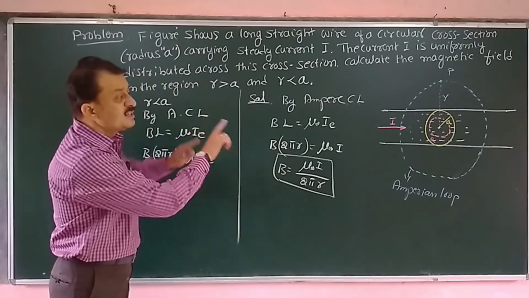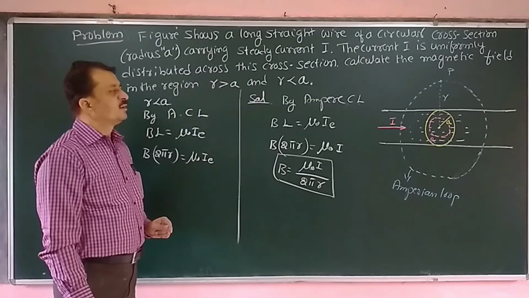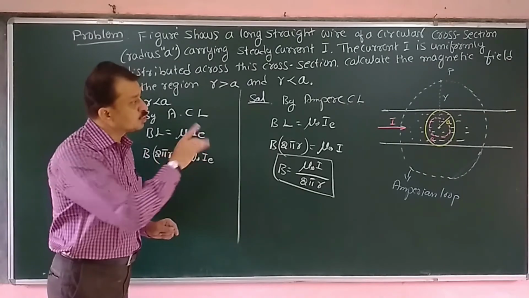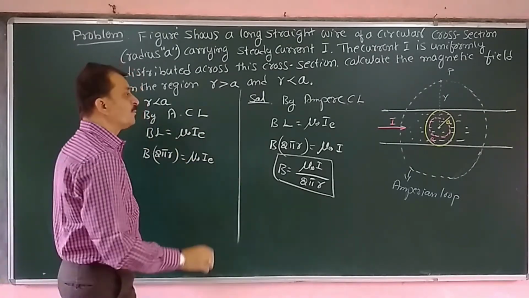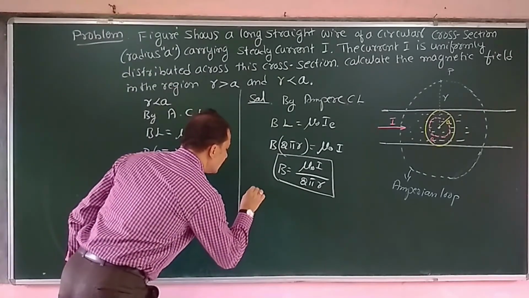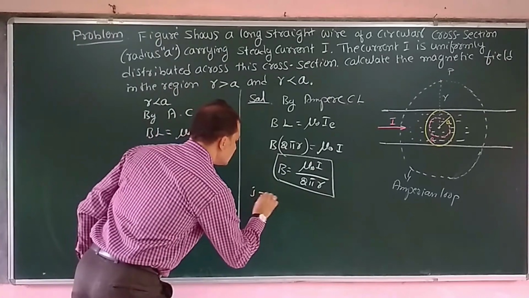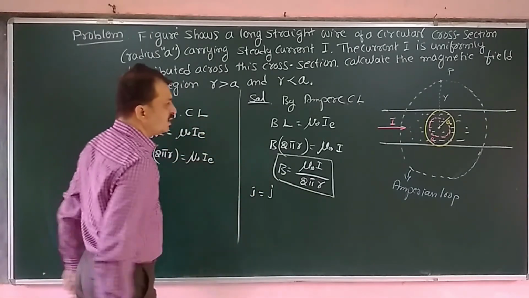Since the current is uniformly distributed, the current density is constant in both the cases. The current density is constant in all cases. Therefore, the current density for the entire conductor is equal to the current density for the second loop.